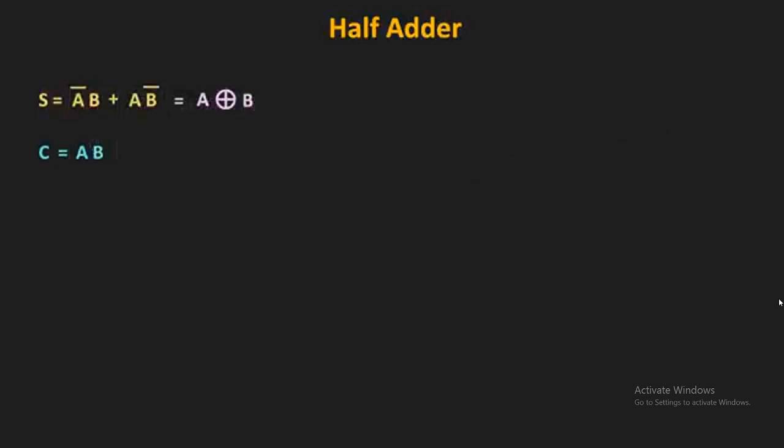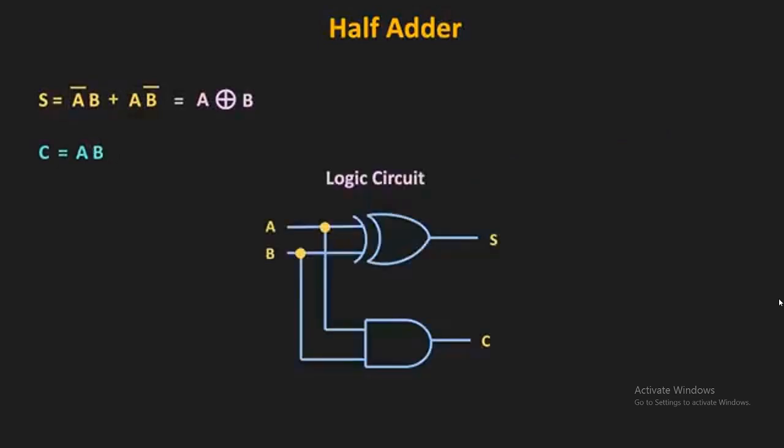Now let's implement them using the logic gate. As you can see these expression, the sum output can be implemented using two input XOR gate, while the carry output can be implemented using two input AND gate. This is the logic circuit of half adder. Now this half adder circuit works perfectly when there is no incoming carry.